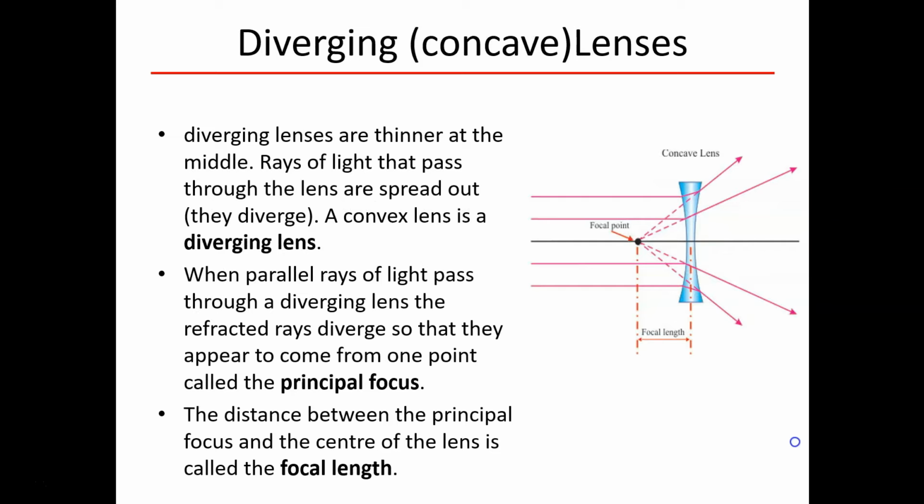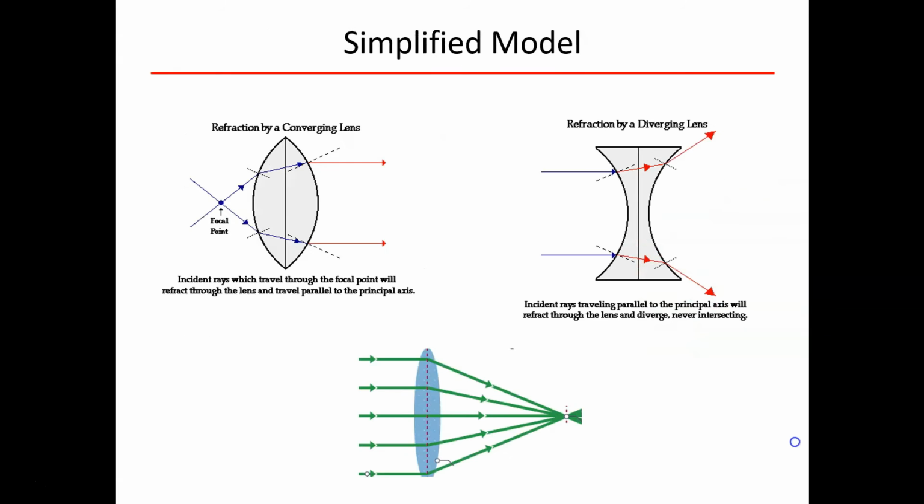Conversely, a diverging lens causes rays to spread out as if they're coming from a focal point. The distance from the center of the lens to where the rays appear to be coming from is called the focal length. We're going to go through how we can do each of them.